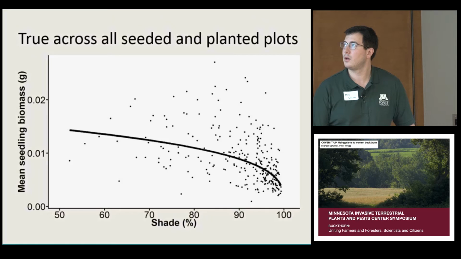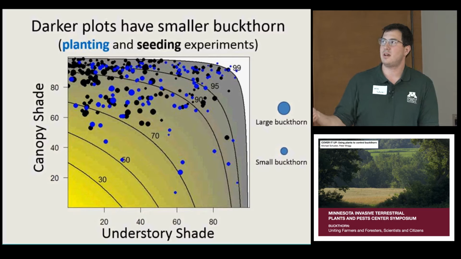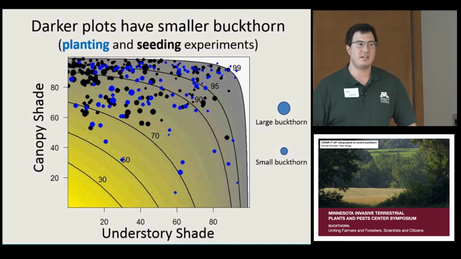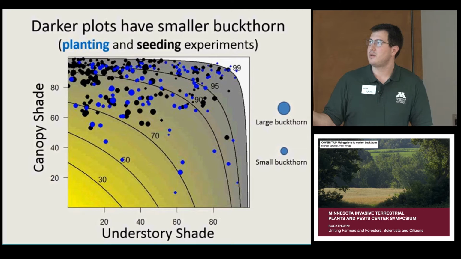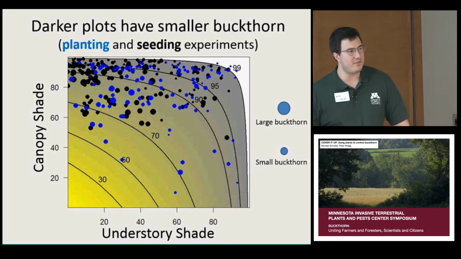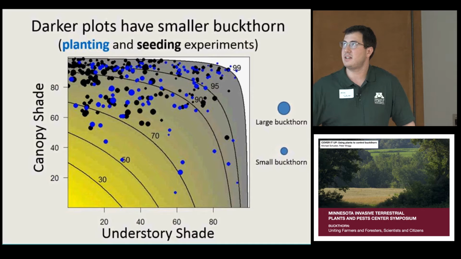When we plot all those plots on top of this conceptual diagram, with the small plot planting plots in blue and the large plot seeding plots in black, we can really start to see that the exclusion zone is occurring somewhere between 95 and 99%. Each of these dots is scaled to the relative size of buckthorn in those plots. So you see lots of big dots down here and lots of tiny dots over here, suggesting that we're actually able to suppress buckthorn in these small plots.